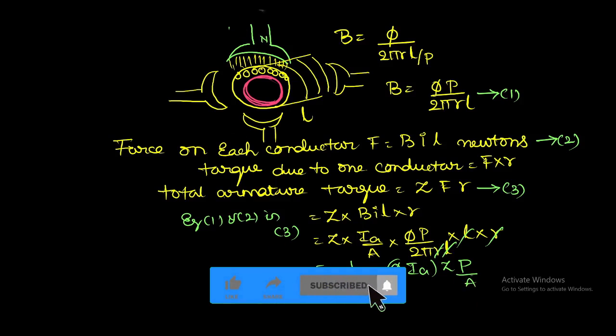So the final torque equation, the armature torque, we can write as 0.159 phi Z Ia into P by A, since 1 by 2 pi is 0.159. Very important for your problems. The problems will be asked based on this formula. This is the armature torque.